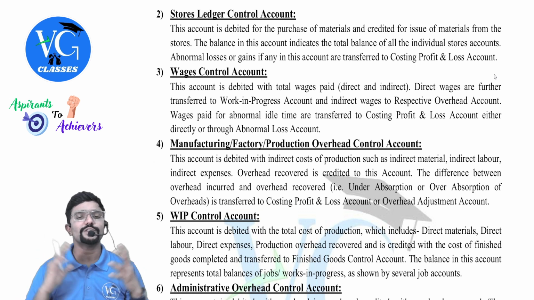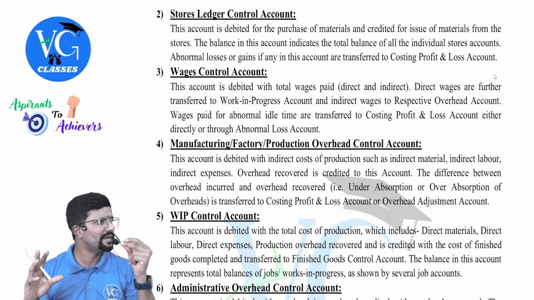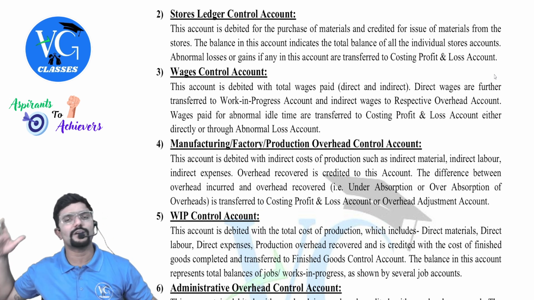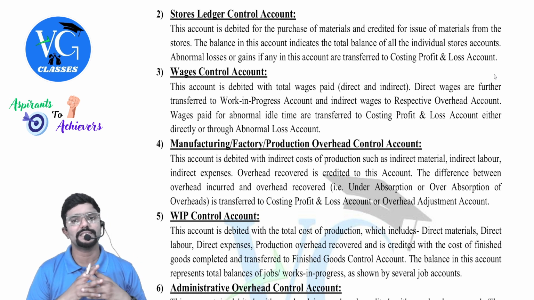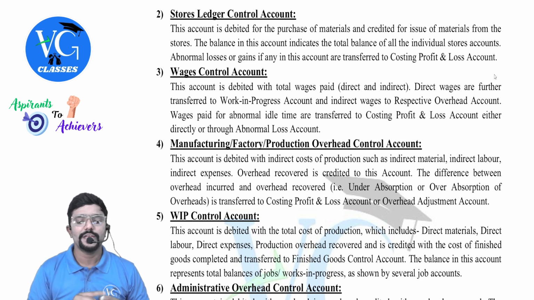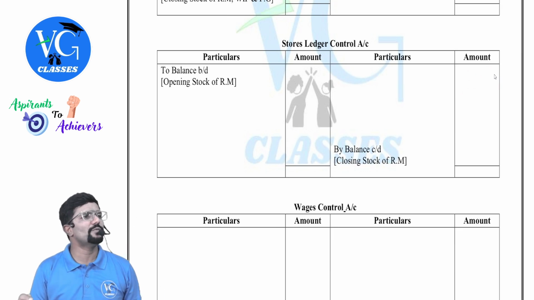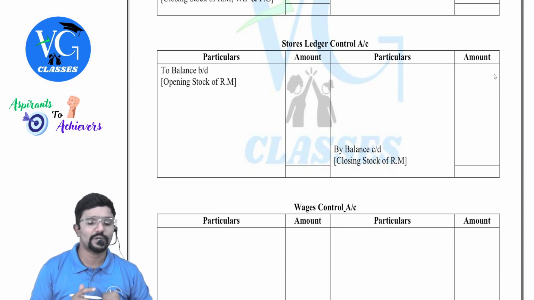Fine. Stores ledger. This account normally opens with opening balance, that is opening stock of raw material, and ends with closing stock of raw material. This account is debited for the purchase of materials and credited for issue of materials from the stores. If it is direct material, where will we send it to? WIP account. If it is indirect material, where do we send it to? Respective overhead. If nothing is mentioned, you will send it to production overhead control account.